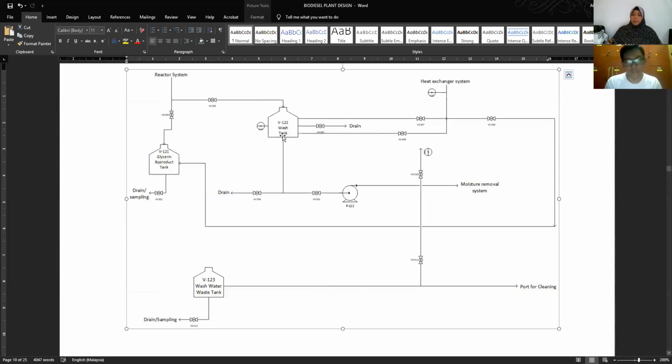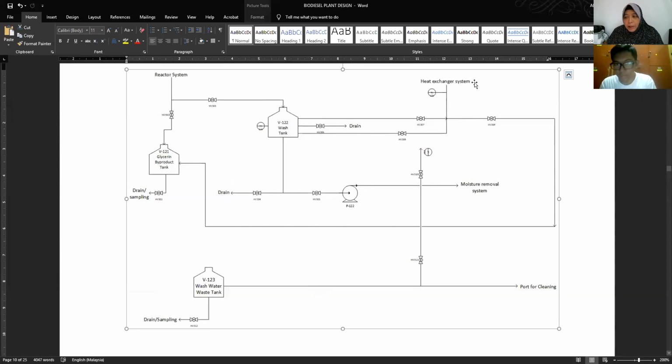For the washing process, it will be split into two major streams. The first one goes also to the glycerin byproduct tank. One will go to the drain, and the other one is from the heat exchanger system. I think there's an arrow right there. Yes, we clearly put the arrows.